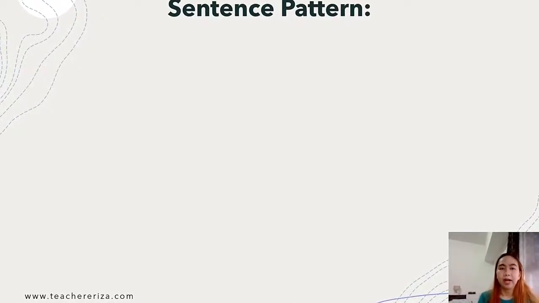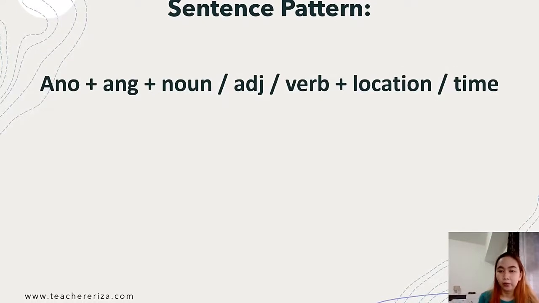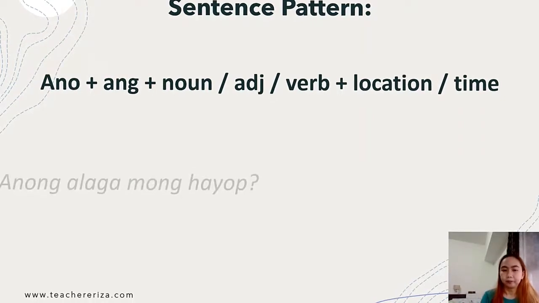Okay, so the sentence pattern for ano questions or WH questions is ano plus ang plus the noun if we're using a noun, or if we're using an adjective or verb, plus location or time if there's a location or time in the sentence. Okay, so the noun, the adjective, and the verb come after ang. So there's always ang in the question.